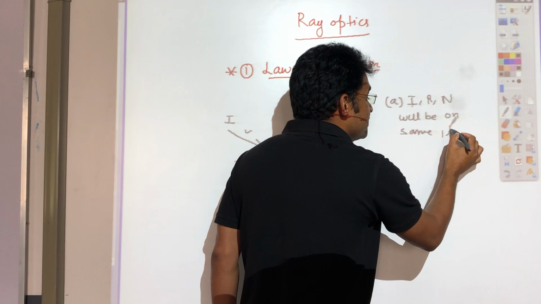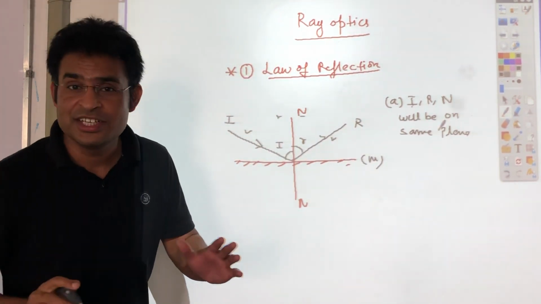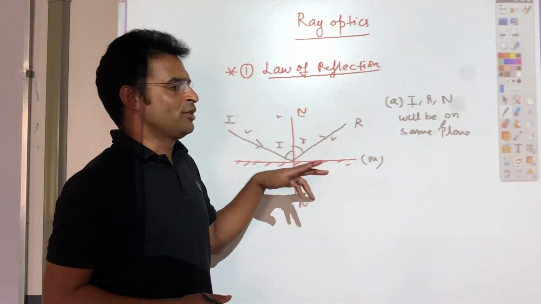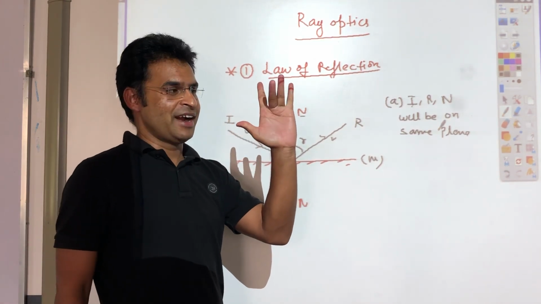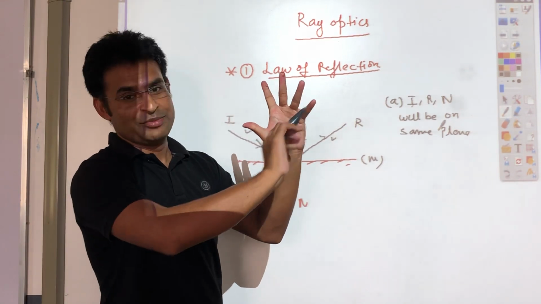What's the meaning of this? Simply, this diagram won't be 3-dimensional, it will be 2-dimensional, meaning everything should be on the board. See, if I put my hand like this, it's 2-dimensional. If I put my hand like this, it is 3-dimensional. This is going somewhere here. This one is going somewhere here.